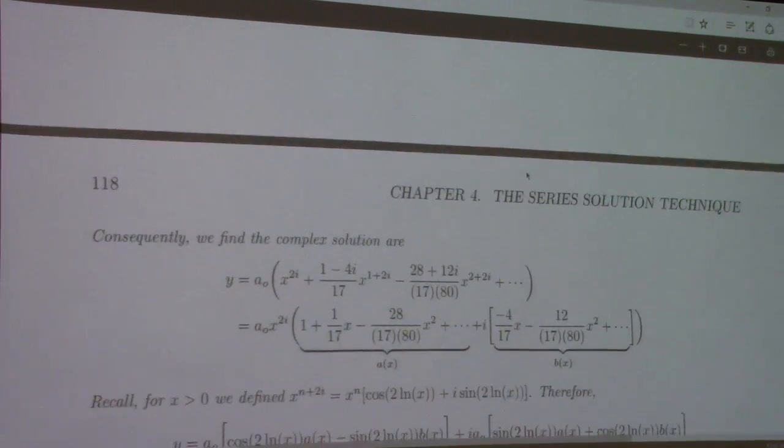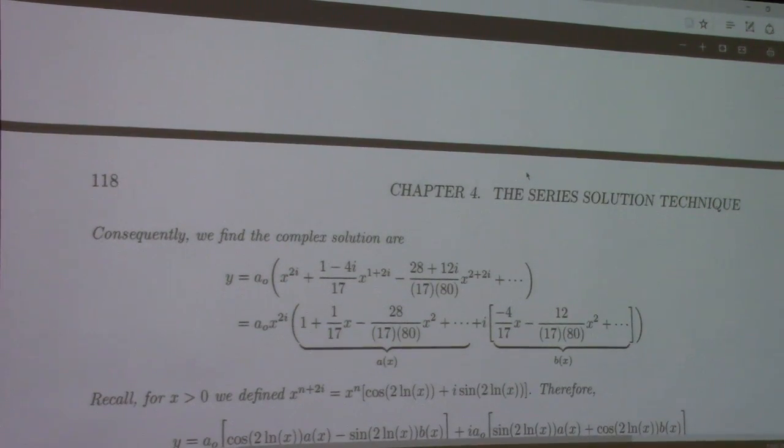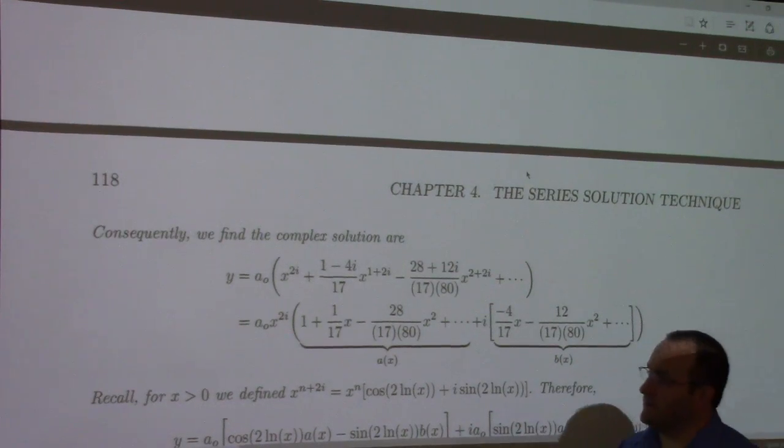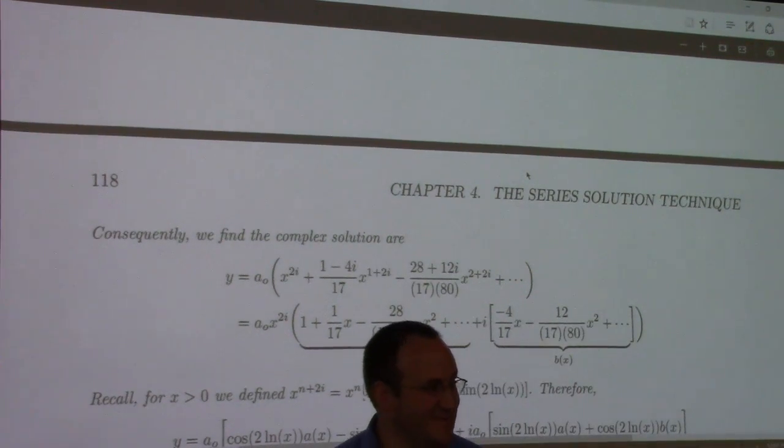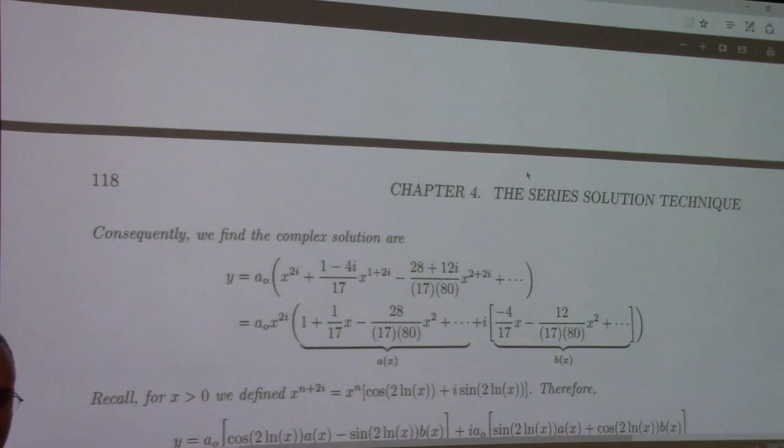Okay, so anyway, my arithmetic mistake aside, I'm not going to find the general recurrence. You could fuss with this and try to find a general pattern, but I'm going to content myself with just the first few terms here. So this is a sub naught times x to the r, but r is 2i. Here's 1 minus 4i over 17. Again, this is supposed to be 24, right?